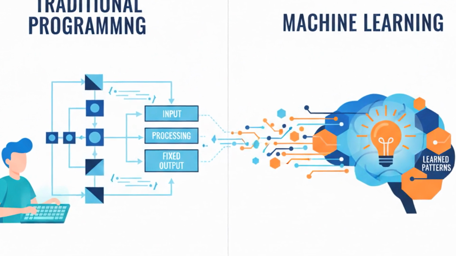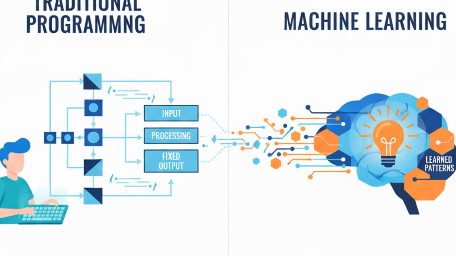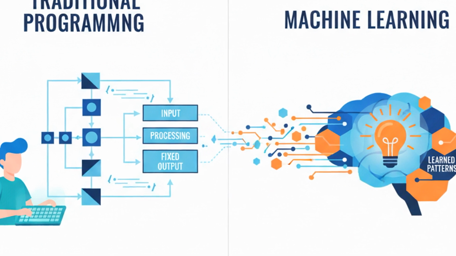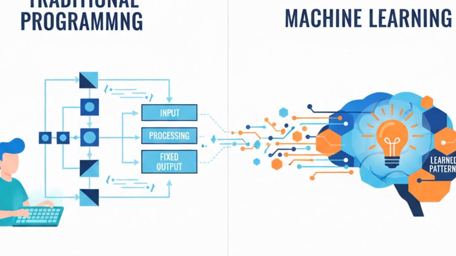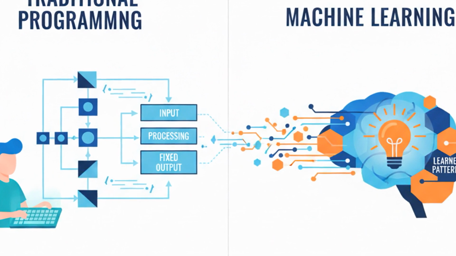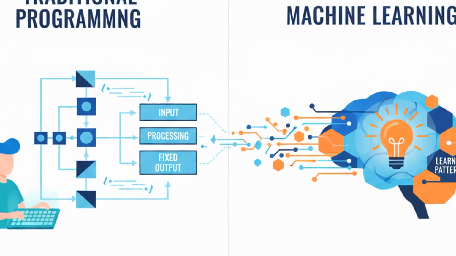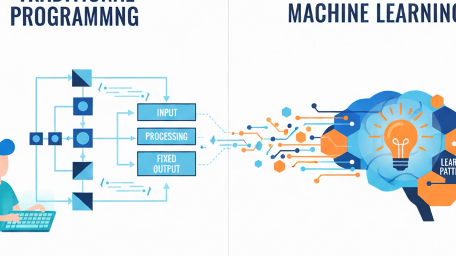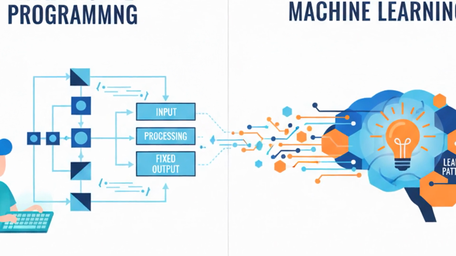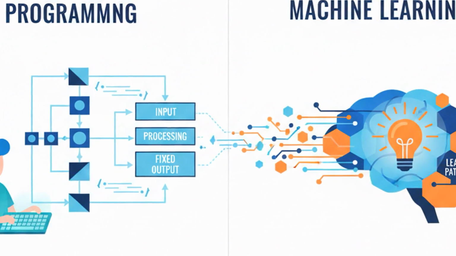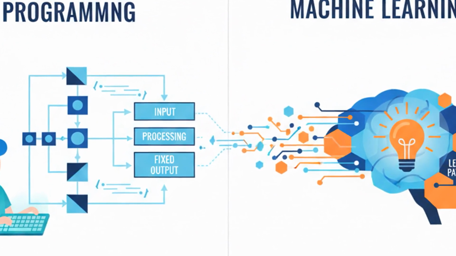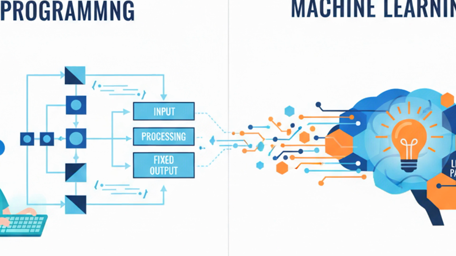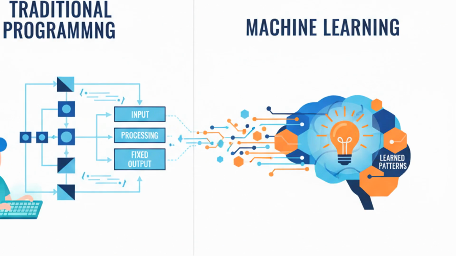But here's what most people get wrong. They think machine learning is just one technique. It's actually three completely different approaches to teaching machines. And understanding the difference is the key that unlocks everything else in AI. In the next 10 minutes, you're going to understand all three so clearly that you could explain them to a 10-year-old. Before we dive into the types, let's nail down what machine learning actually is.